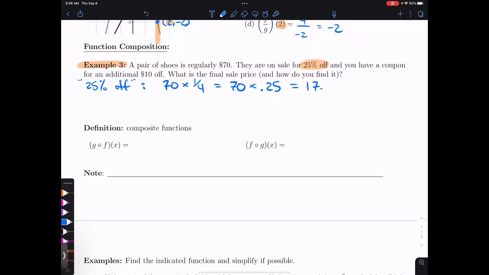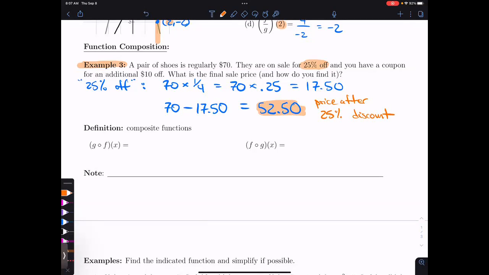1750. Okay, cool. So the shoes are 1750, right? Wait, no. What is that? That's how much it's reduced, right? Okay, so what do they actually cost then? $52.50. Okay. So this is the price after that 25% discount. I guess I could have just said sale price. That's the sale price, what anybody who walks in off the street can buy them for.